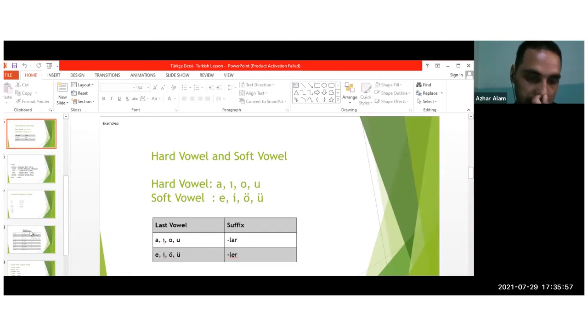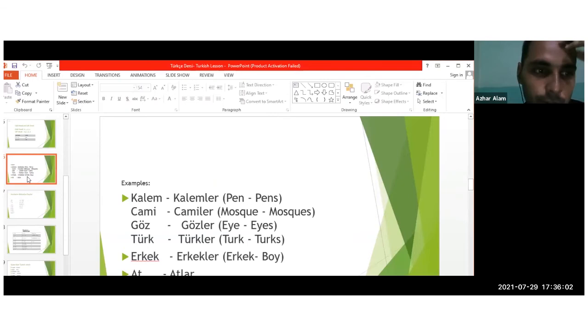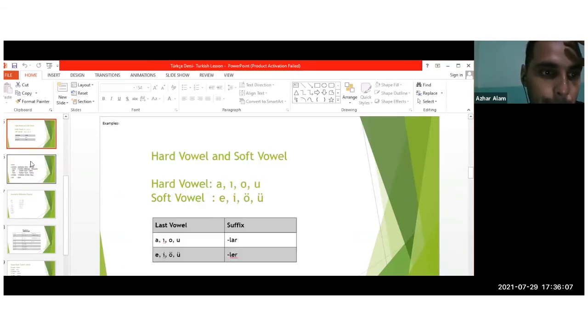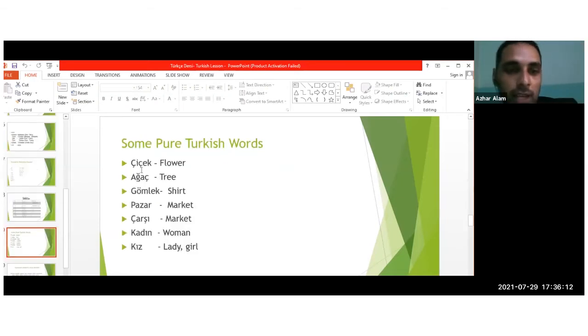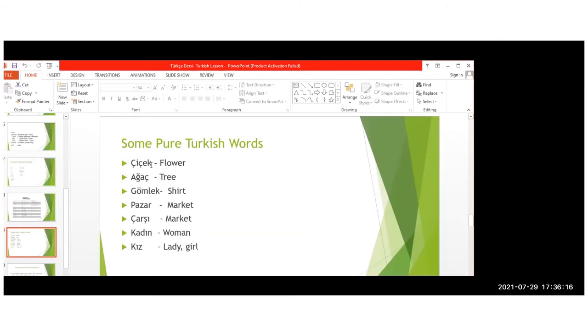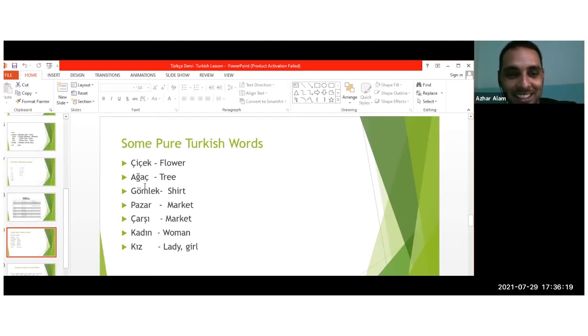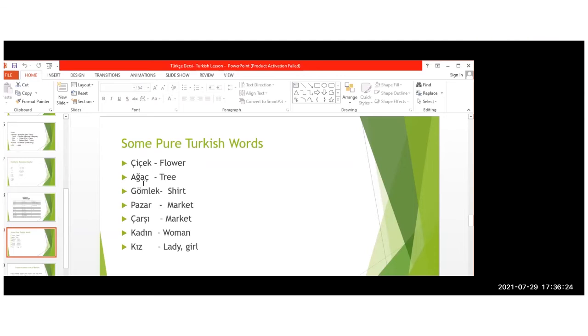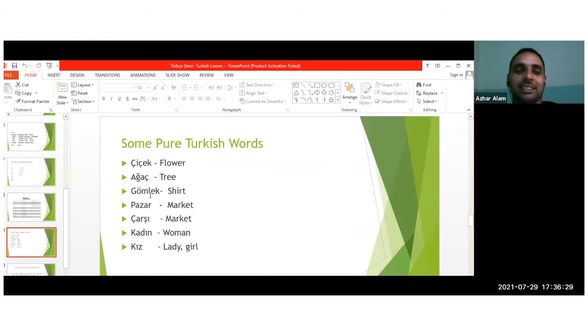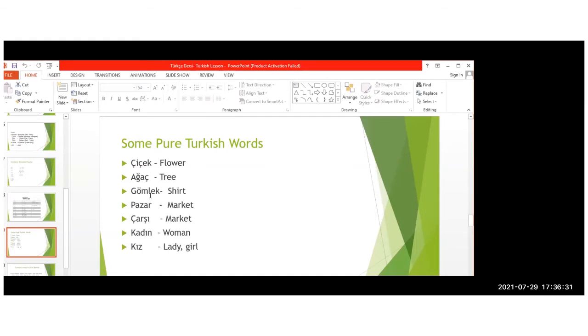We will do that. So if I take any other word, how will you make them plural? Let me show you. Okay, we have a word cicek. Cicek. Ciceker. You just have to spot the last vowel. Correct. Gomlek, gomlekler. Correct.